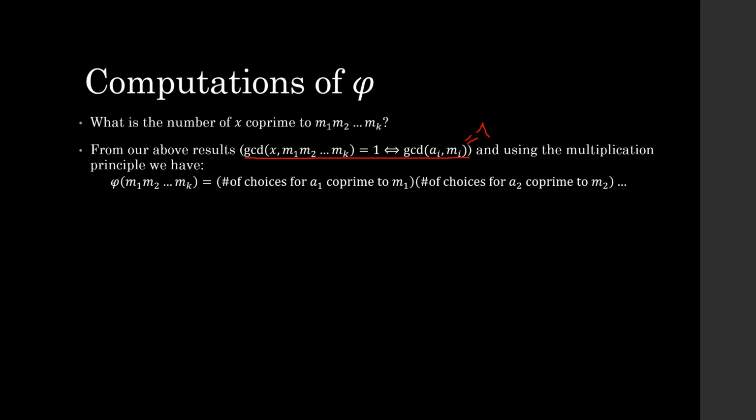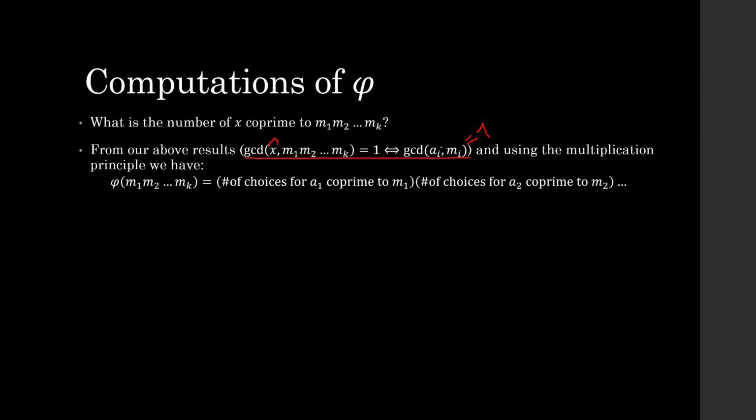So phi of m1, m2 all the way to mk. Well, we're asking what are all the numbers mod m1, m2, mk that are coprime to m1, m2, mk. And note that we've exactly described these numbers. We've said that if x is coprime to m1 through mk, then this is true as well, and actually it's equivalent. So this reduces to the problem of asking the number of choices we have for a1 being coprime to m1, then the number of choices we have for a2 being coprime to m2, and so on.